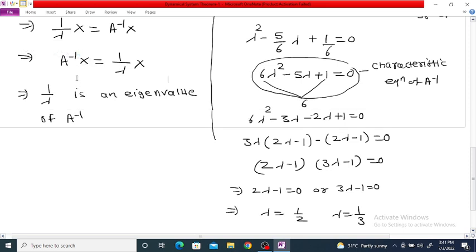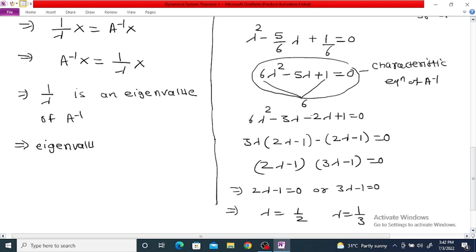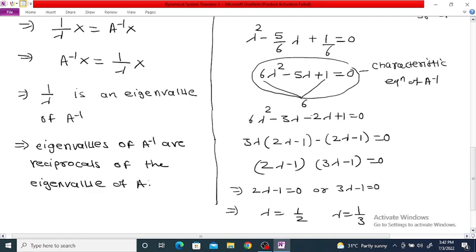Here we get the eigenvalues as reciprocals, and hence we can write that the eigenvalues of A inverse are the reciprocals of the eigenvalues of matrix A. Hence the proof.